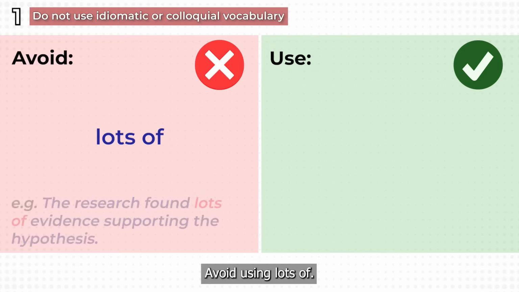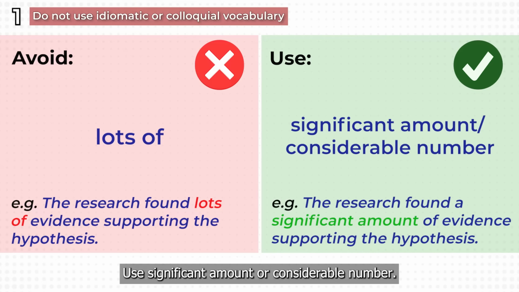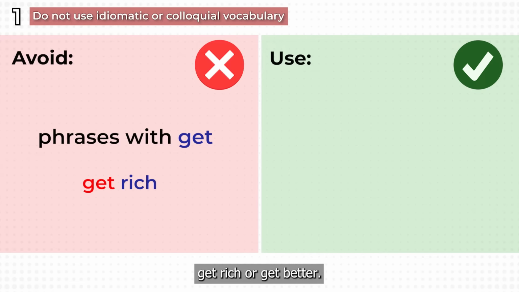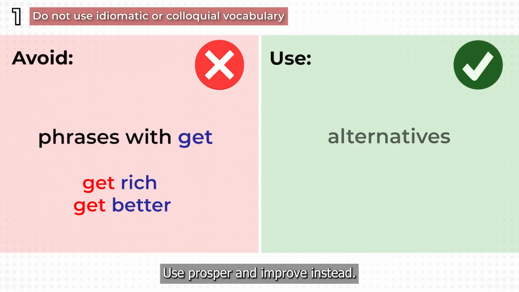Avoid using lots of. Use significant amount or considerable number. Try to avoid phrases with get, such as get rich or get better. Use prosper and improve instead.